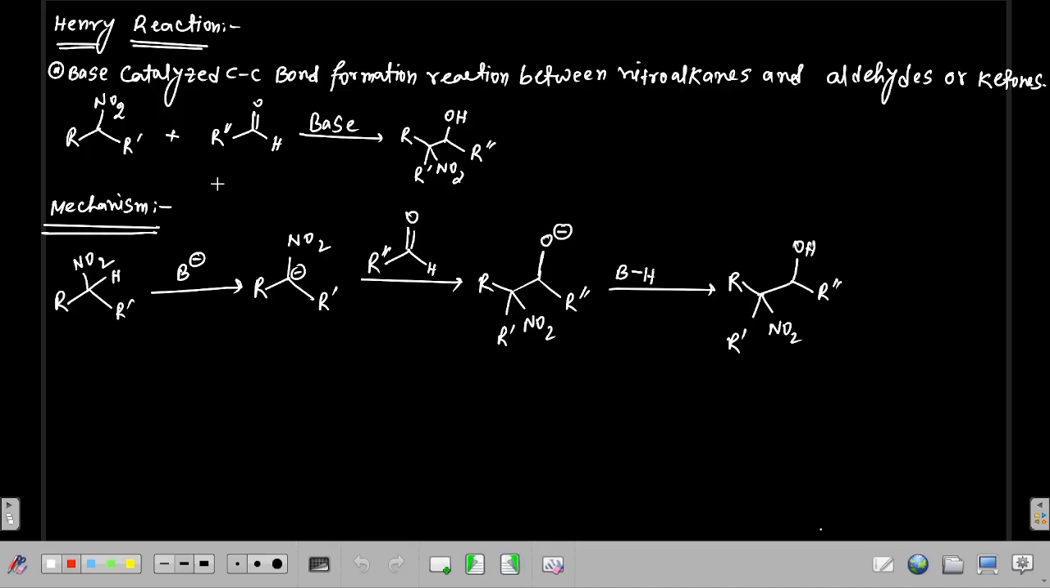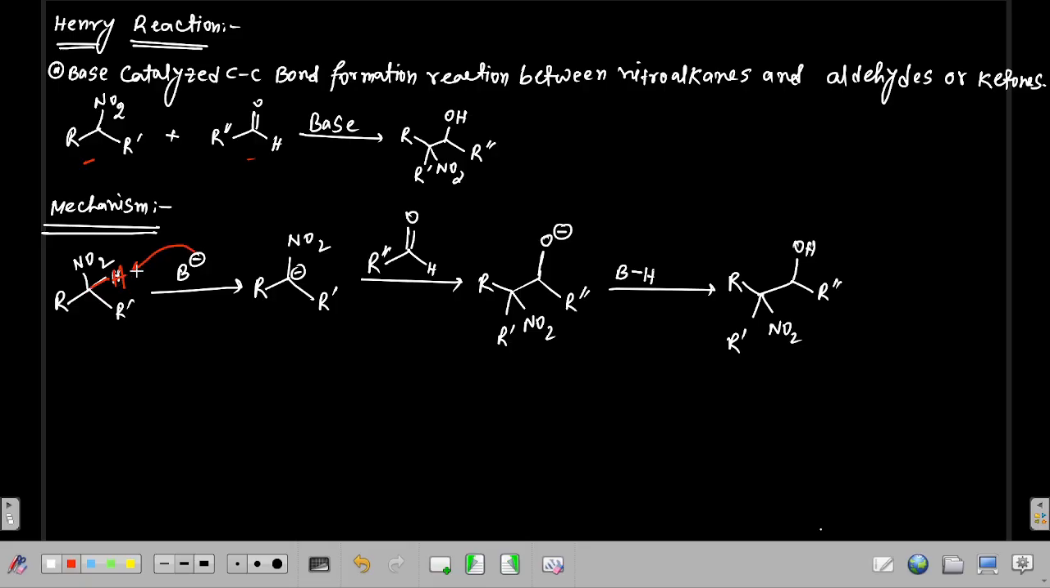Next reaction is the Henry reaction, and this is a base catalyzed CC bond formation reaction between the nitroalkanes and aldehydes or ketones. This is a nitroalkane, and this is a carbonyl group. In the presence of base, it will undergo CC bond formation reactions. So now we will see the mechanism of the reaction. So nitroalkane has one acidic proton. This is an acidic proton.